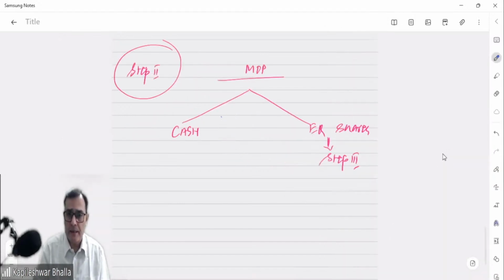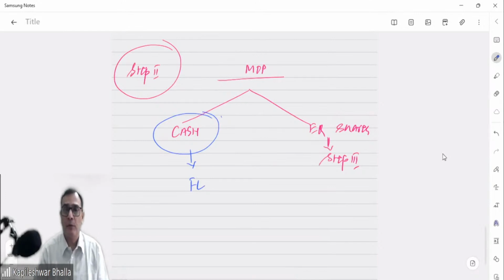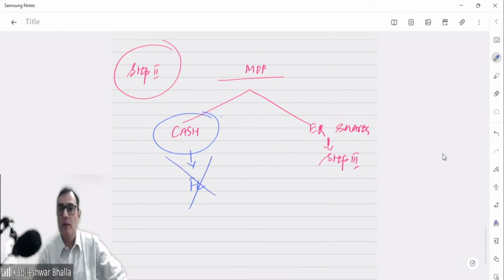I said earlier that if the mode of payment is supposed to be cash, I said it's a financial liability. Now I am making an amendment. Hear me very, very carefully. If I say that the mode of payment is cash, before I say that it's a financial liability, you need to prove it to me that there is an unavoidable obligation to pay cash.